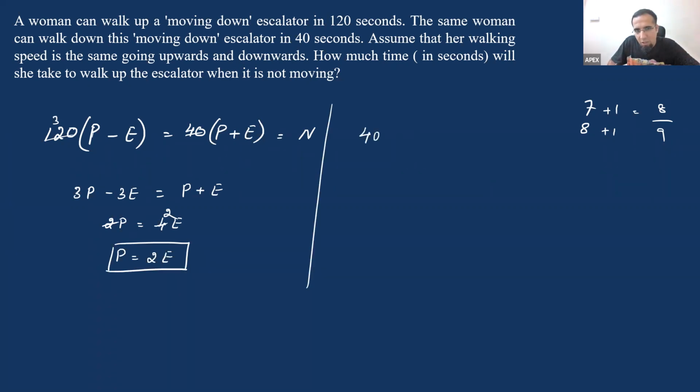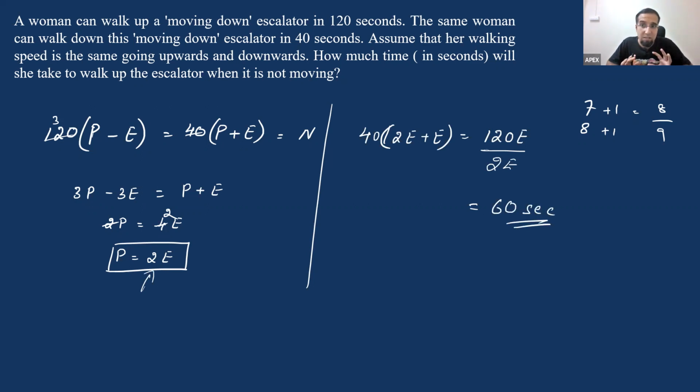I get 40 into (2E plus E) will be my total number of steps on the escalator, which will be how much? 120E are the total number of steps in the escalator. Now, how much time will she take to walk up the escalator when it is not moving, which means the speed of the person is 2E. So 120E is the total distance, 2E is the speed, and therefore the number of seconds taken to go up will be 60 seconds. A sitter question.